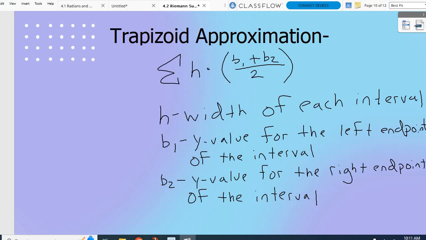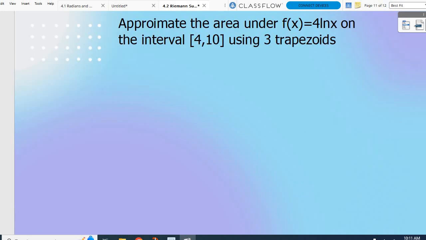Let's look at an example. So this says approximate the area under the curve of f of x equals 4 natural log of x on the interval 4 to 10 using 3 trapezoids. So on this one, especially because we have a function, it's sometimes helpful to go ahead and graph it.